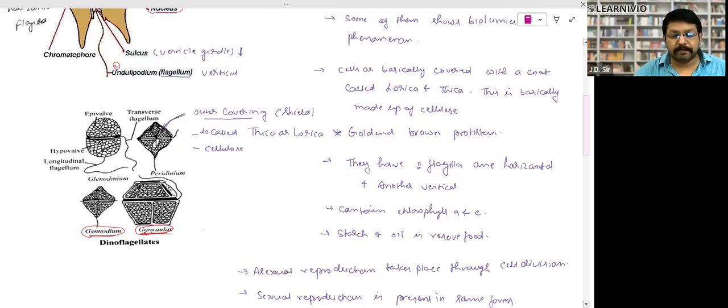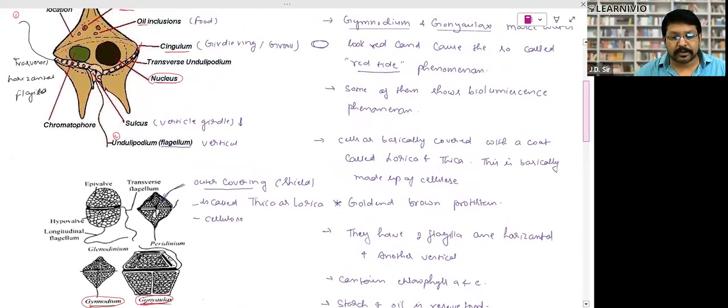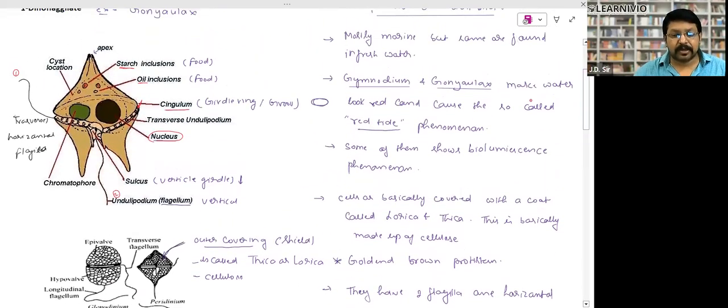What is the peculiarity? Gymnodinium and Goniolex make the water look red, because if they are present in the water, the water will look red. And if the water looks red, we call this phenomenon red tide. They give water a red appearance because their color is red. Some dinoflagellates show the phenomenon of bioluminescence. What is bioluminescence? It means they emit light.